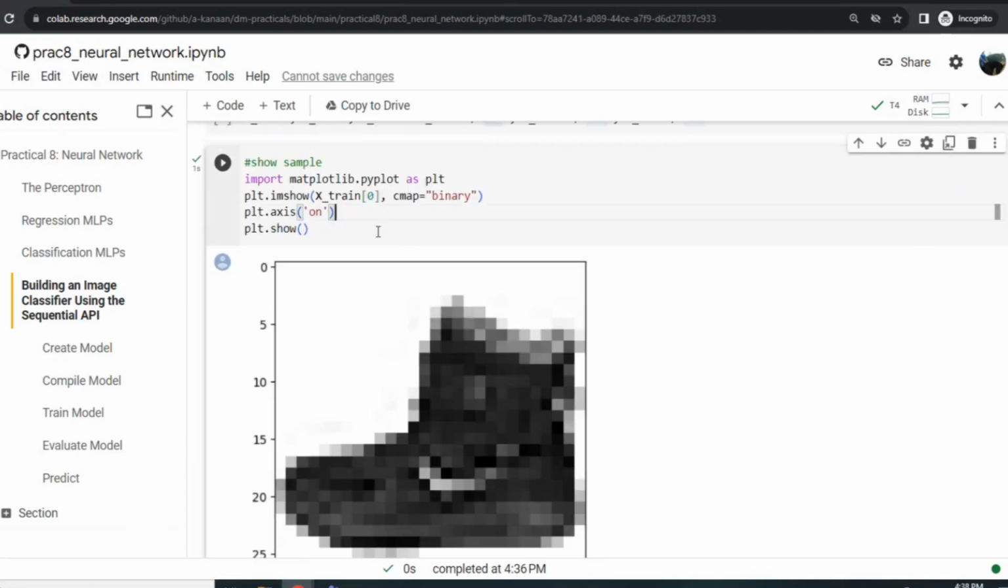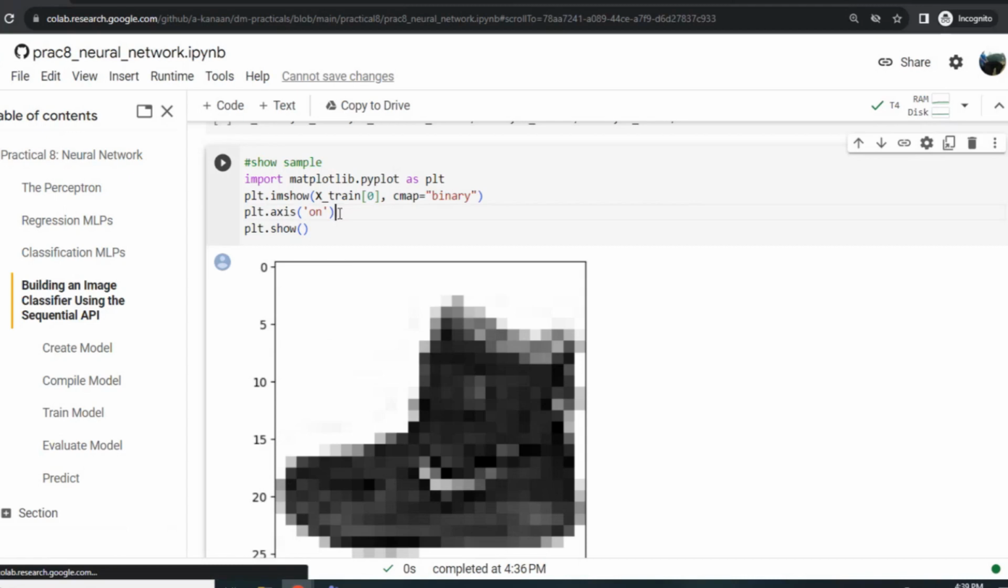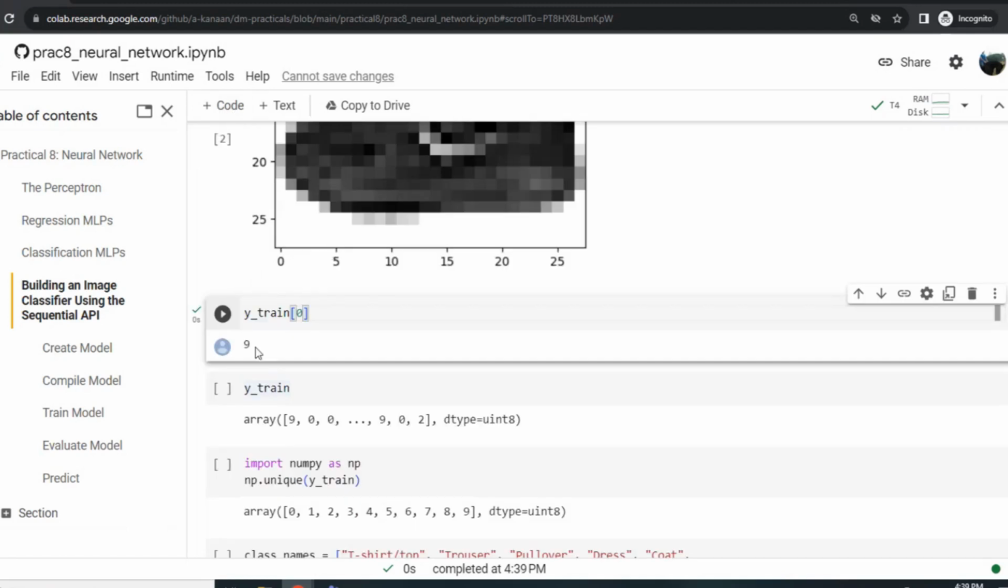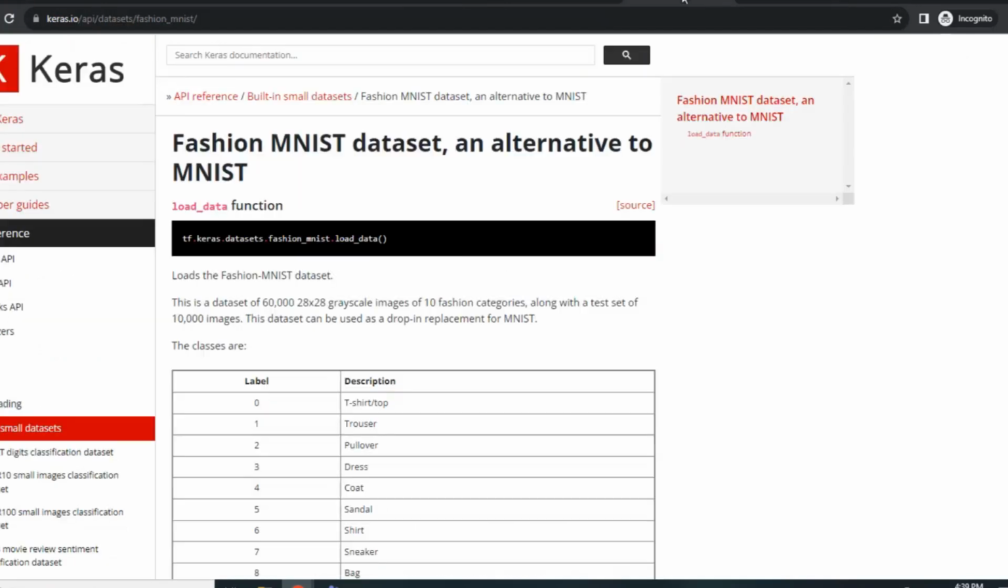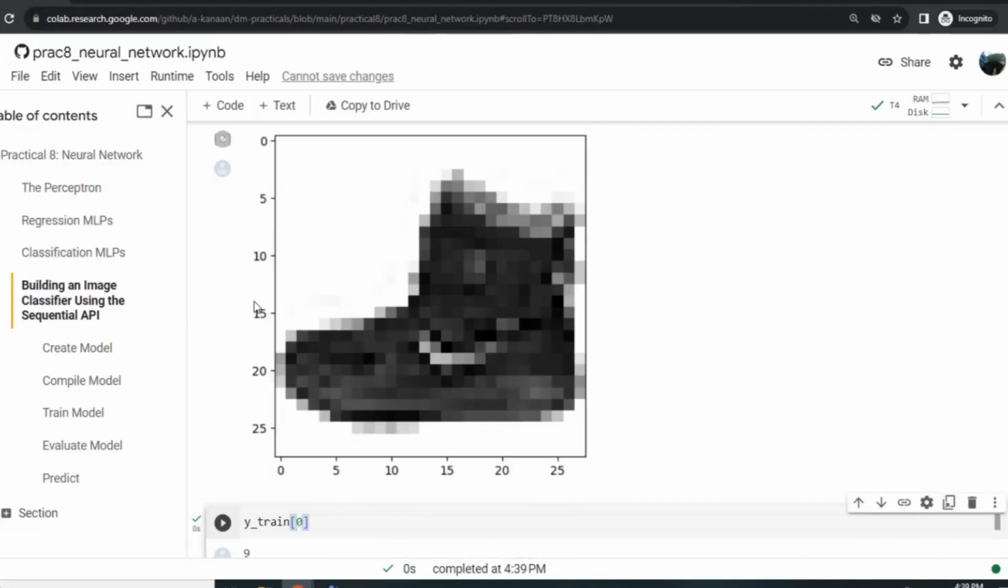This code will show you what the picture is. For example, if we print out the first picture, we can see it. What is this? What is the first picture? If we don't know, that's fine, then we look into the label, because this data is labeled. So we look into y train 0. Y train 0 is 9, correct? It has the label 9. Checking back the data set, 9 means ankle boot. So this is an ankle boot.